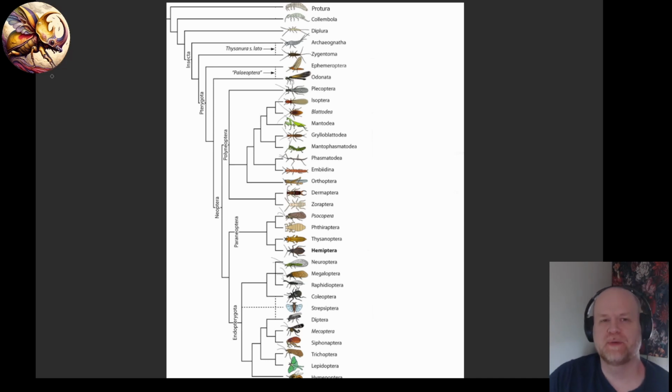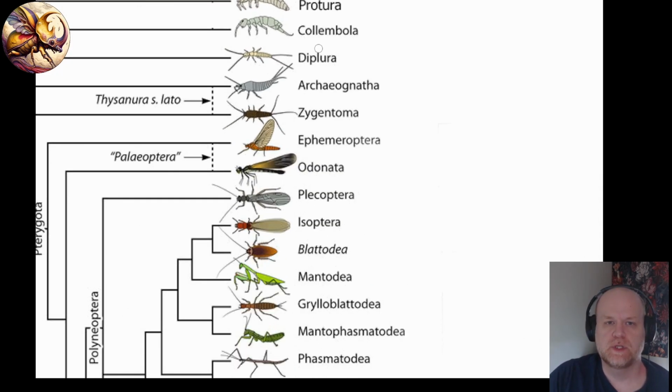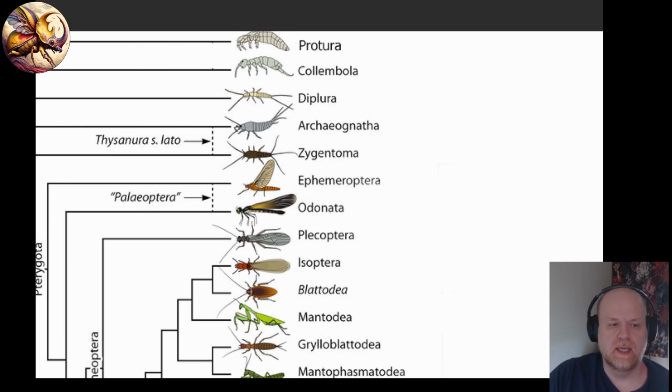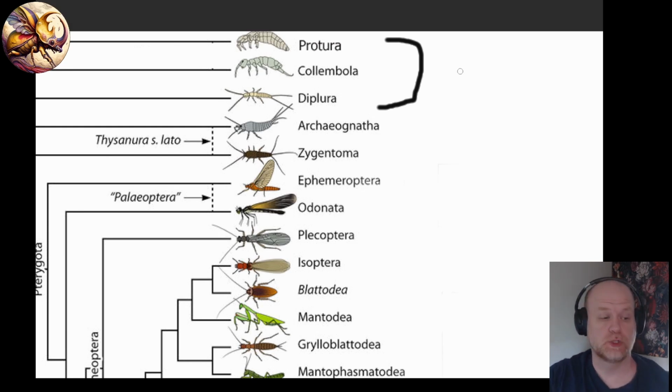But also, before we get into the Zygentoma, let's go over what we talked about last time very briefly. So this is the cladogram, or the phylogenetic tree of all of the orders of insects. And if we zoom in here, we already talked about the Entognatha, so the insect-like creatures that aren't true insects but have many of the same characteristics. And then last time we talked about the Archaeognatha, which were the bristletails.